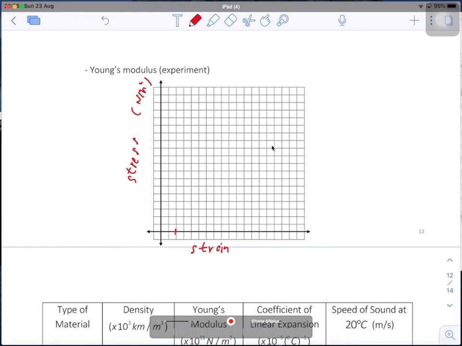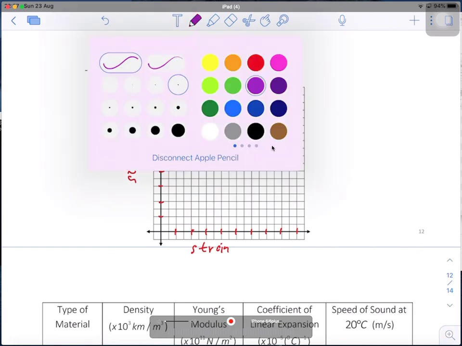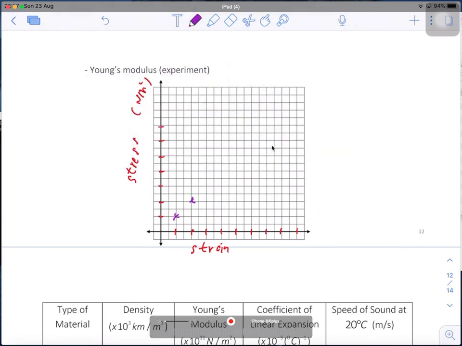Okay, so you can divide this, it is the strain, right? The strain, maybe you will have 6 values of the strain, and then you also have 6 values of the stress, the tensile stress. So you get some data maybe like this. Okay, you have 6 data, and then you can use your estimation by eyes, so you get the straight line here.